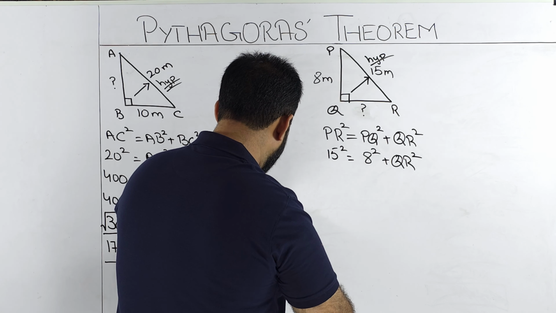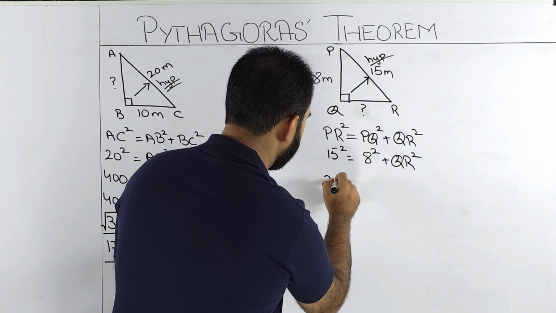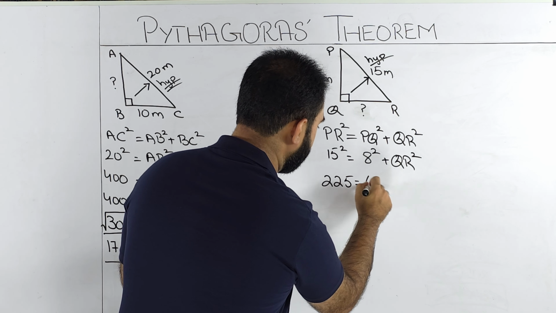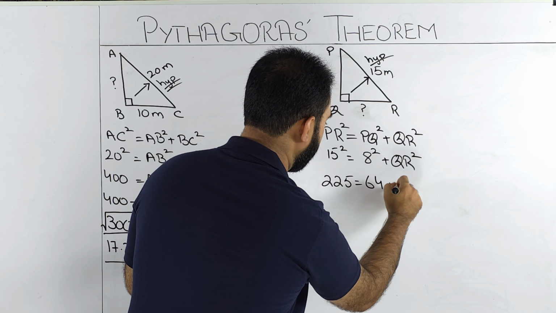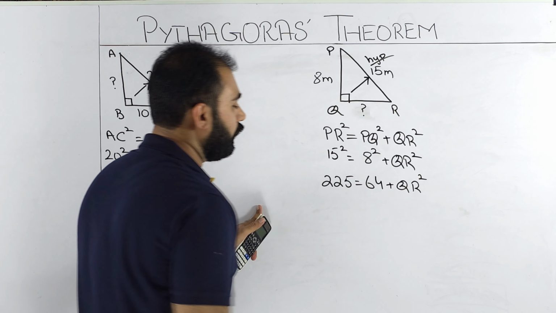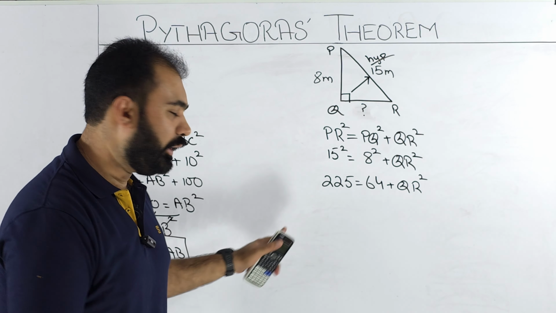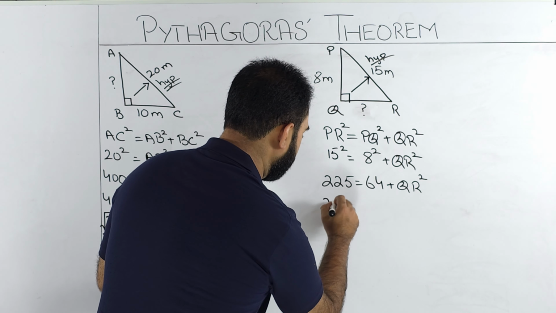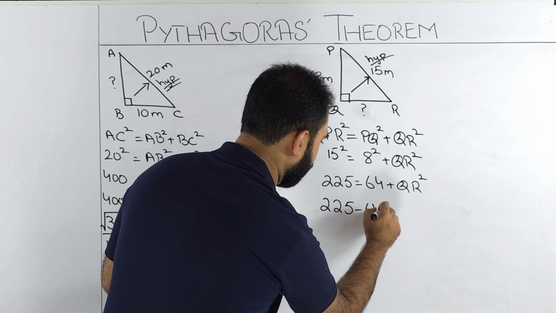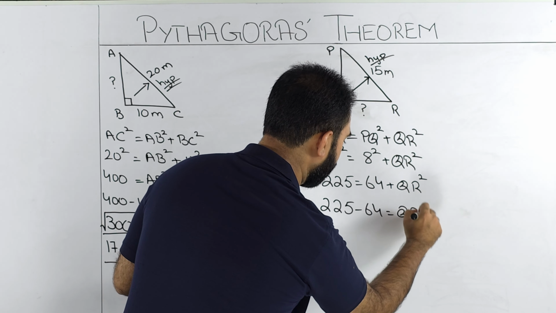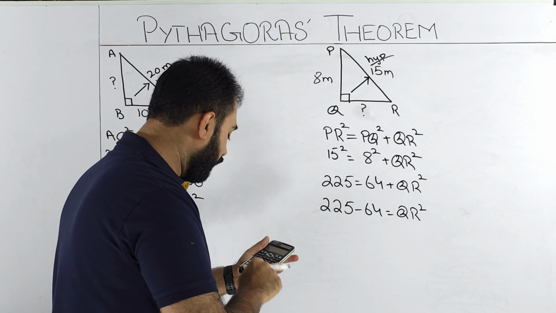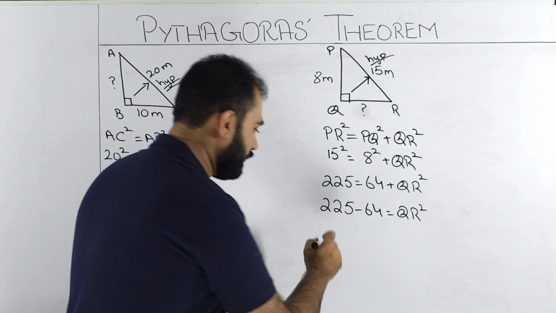Now, 15 square is 225 is equals to 8 square, that is 64, plus QR square. We are going to take this 64 on the other side of the equals to sign. That becomes minus 64 is equals to QR square. So 225 minus 64 is 161.